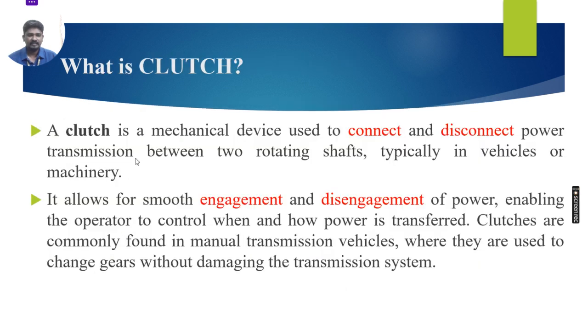First of all, what is a clutch? A clutch is a mechanical device used to connect and disconnect power transmission between two rotating shafts, typically in vehicles or machinery. Both are applications. It allows for smooth engagement and disengagement of power, enabling the operator to control when and how power is transferred. Clutches are commonly found in manual transmission vehicles, and they are used to change the gears without damaging the transmission system.